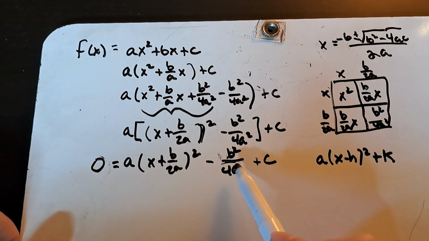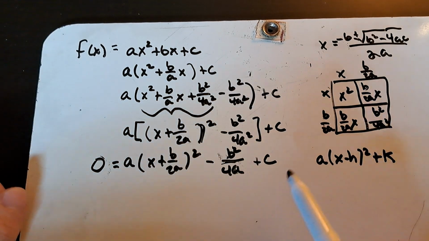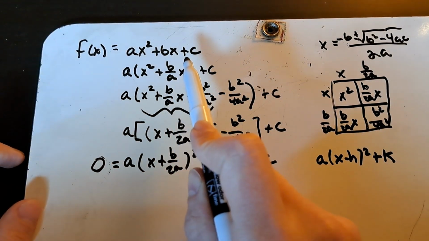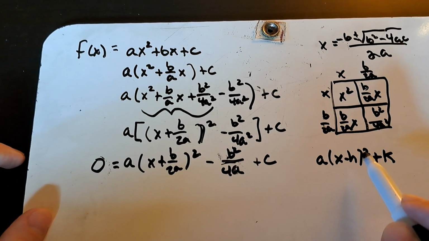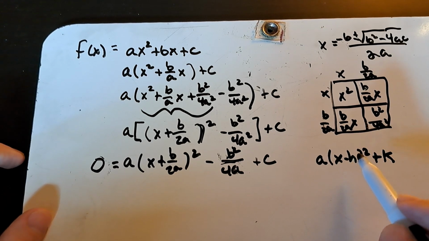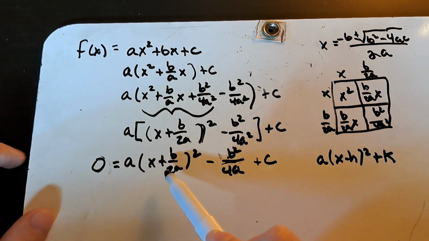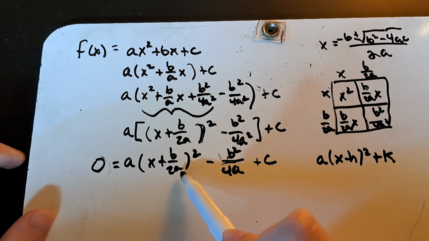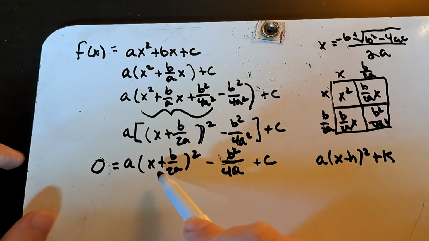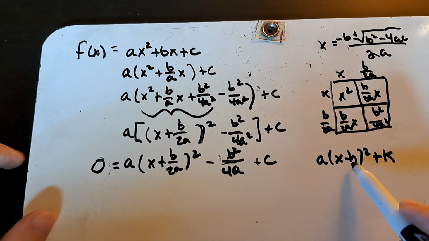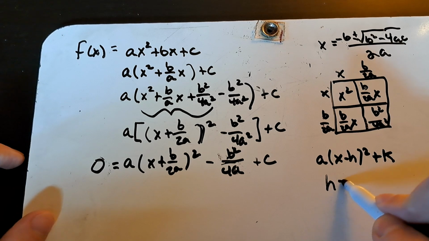So if you notice here, you can actually get from here to here by using some very simple formulas. And one of them is being able to figure out what this h value is. Notice here that this is x plus b over 2a. So if I wanted to get h, well, x minus negative b over 2a would give me this. So my h here would be negative b over 2a.